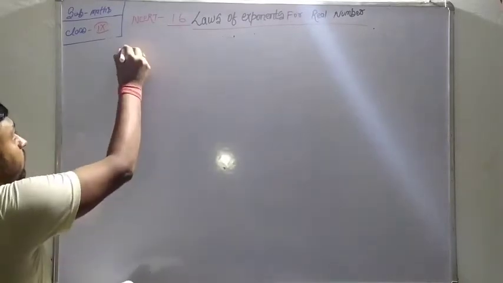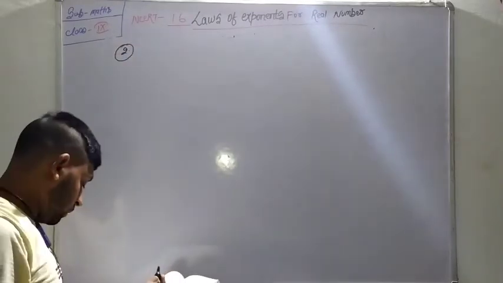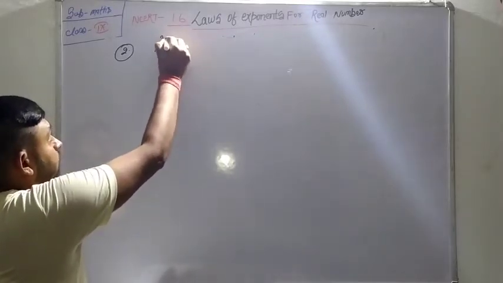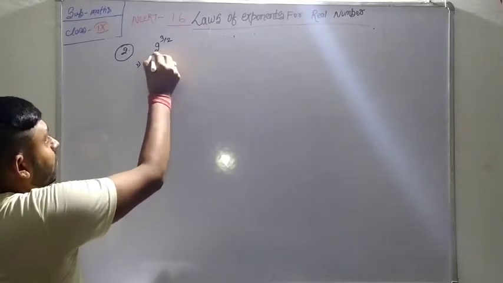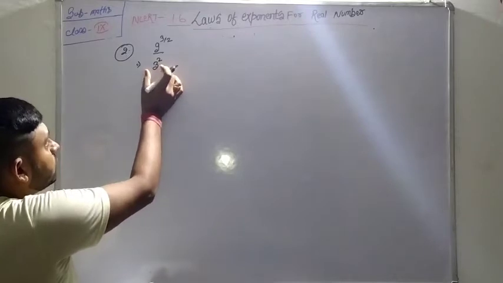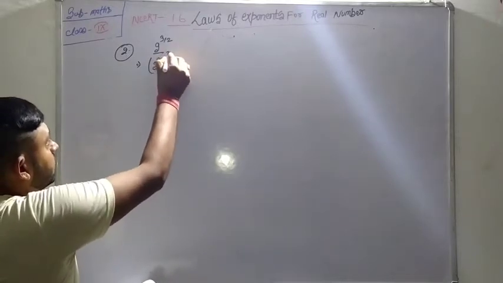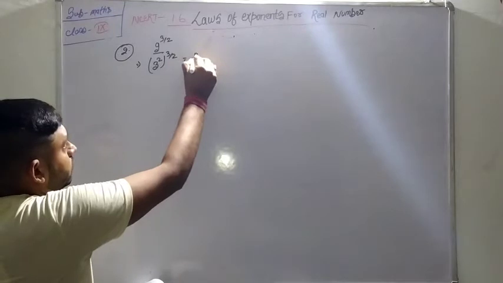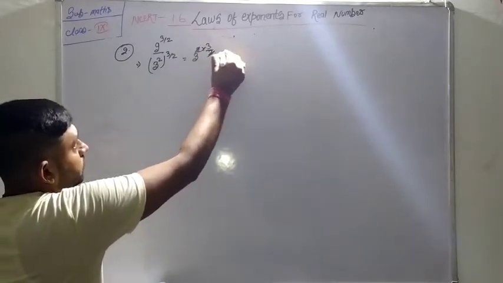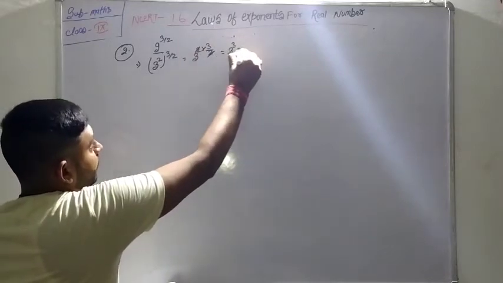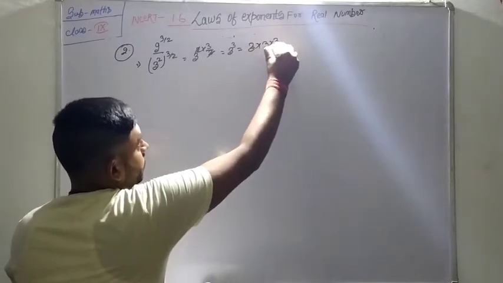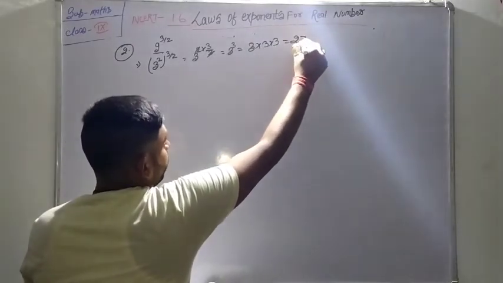And now problem number 2: 9 raised to the power 3 upon 2. We know that 9 is written as 3 square, because 3 into 3 is equal to 9. Raised to the power 3 upon 2 is equal to 3 raised to the power 2 into 3 upon 2. Now the answer is equal to 3 raised to the power 3. That means 3 multiplied 3 times, that means 3 into 3 into 3 is equal to 27.